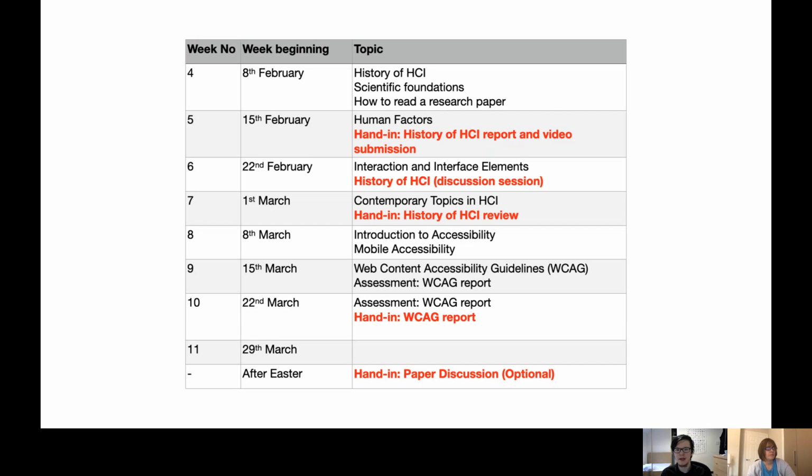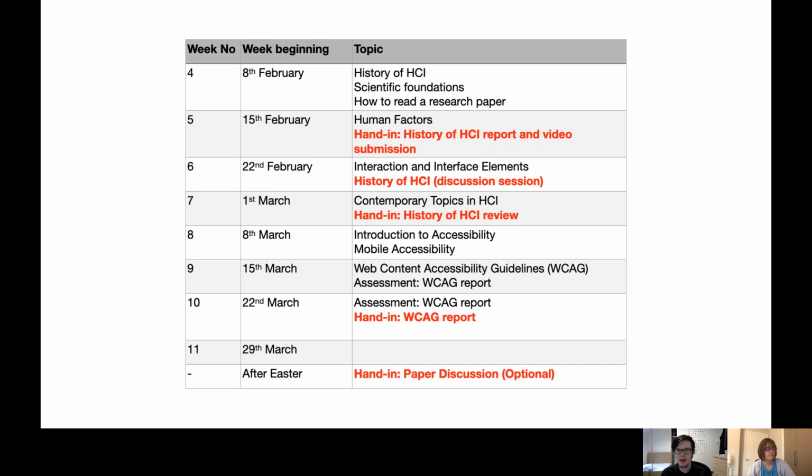And there will be a couple of hand-ins there, but we'll be talking about the actual assessment a bit later. Contemporary topics in HCI, so we'll be talking about some of the state-of-the-art stuff. So hopefully we'll have somebody come and give a lecture or a presentation about their research and up and coming stuff in HCI.